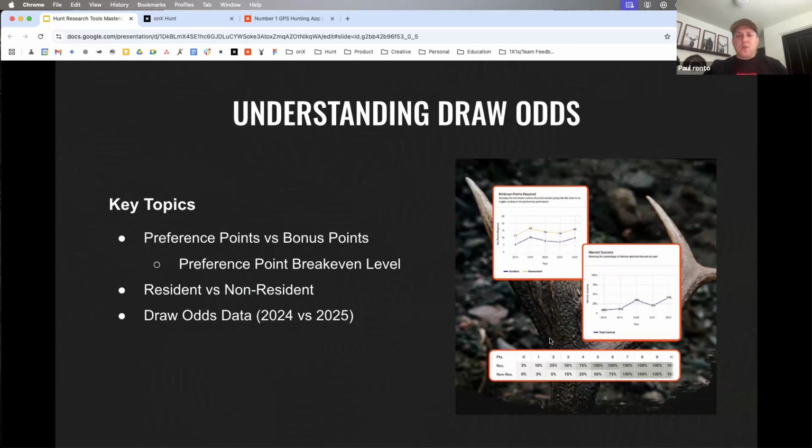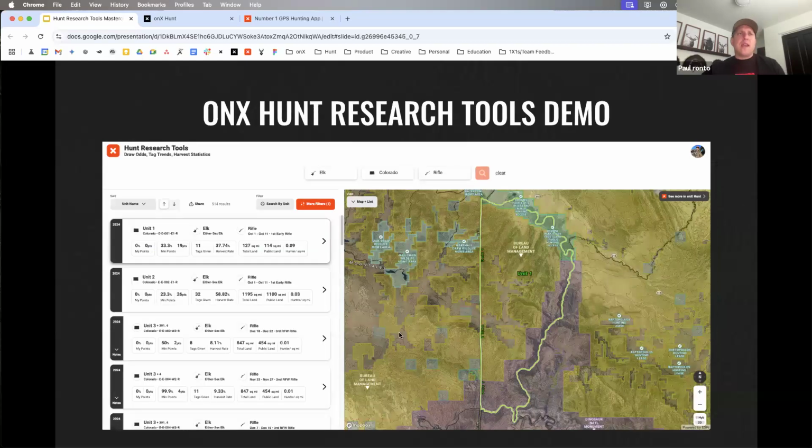So again, 2024 is the most recent year for this draw data. And next year, after the 2025 draws happen, we'll get that data and we'll update it. So in 2026, you'll be looking at 2025 data. Hopefully that makes sense. So let's go and actually do a live demo of this product.